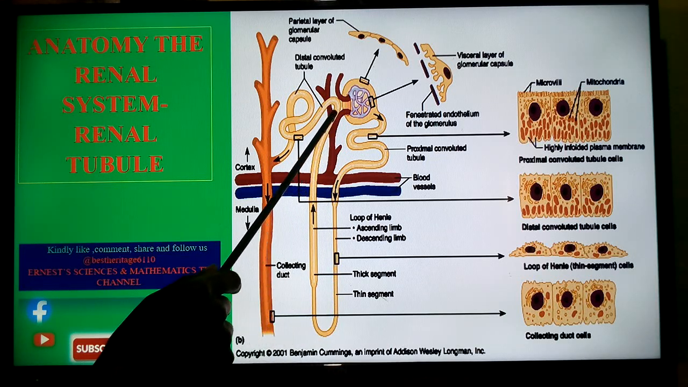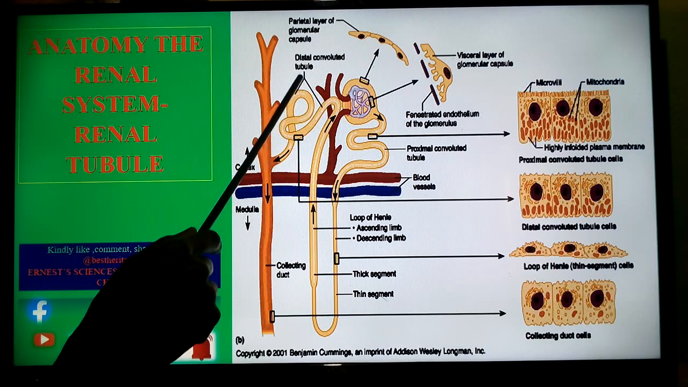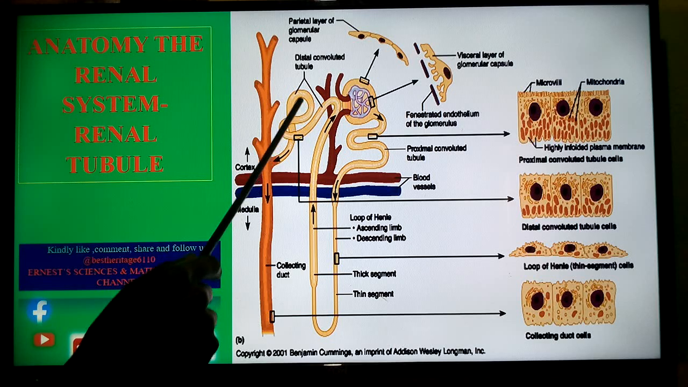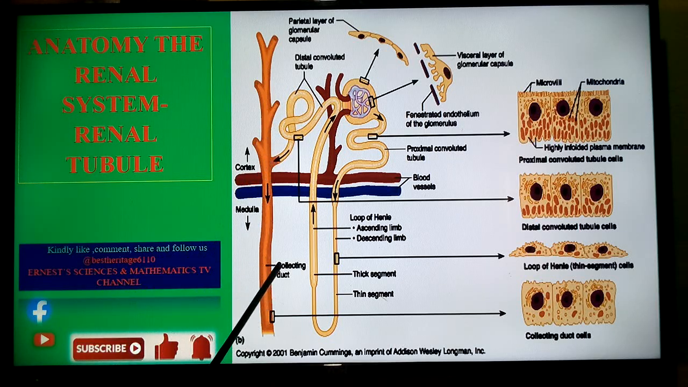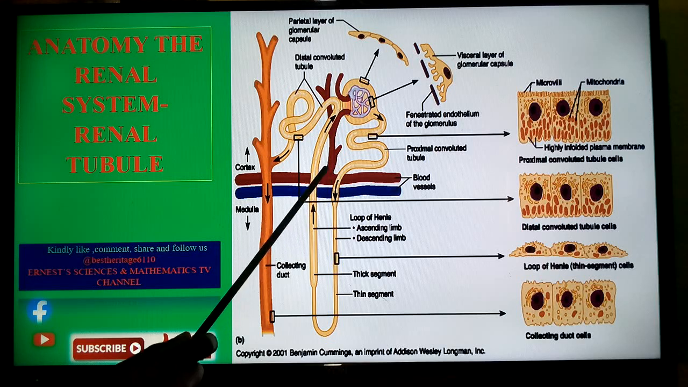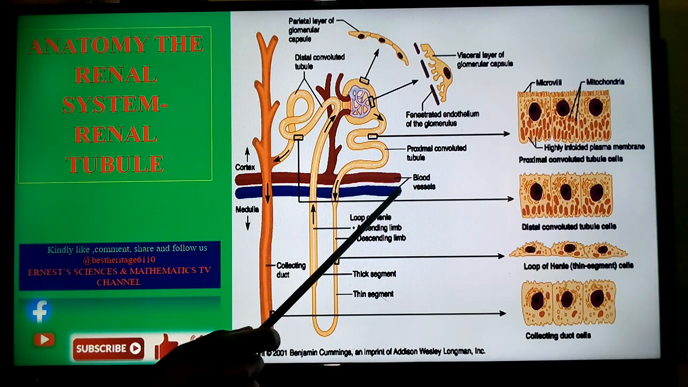And of course, at this specific point, we're going to have another section that is going to be referred to as the distal convoluted tubule, which is eventually going to lead into the collecting duct. Now, at these main points are the blood supply for the renal vein and the renal artery, which I'm trying to show, and which have been labeled as blood vessels.